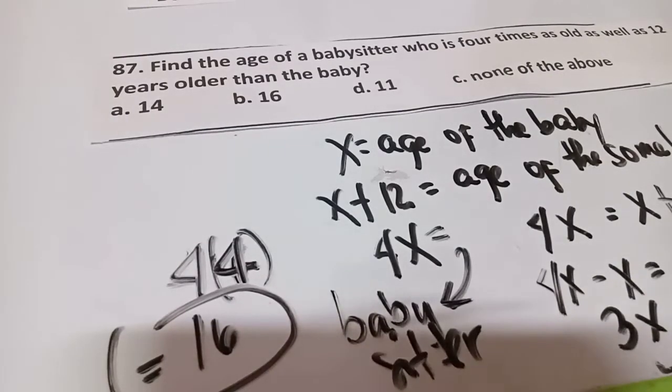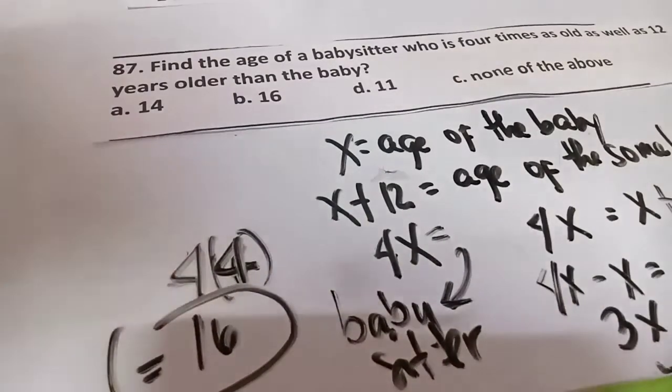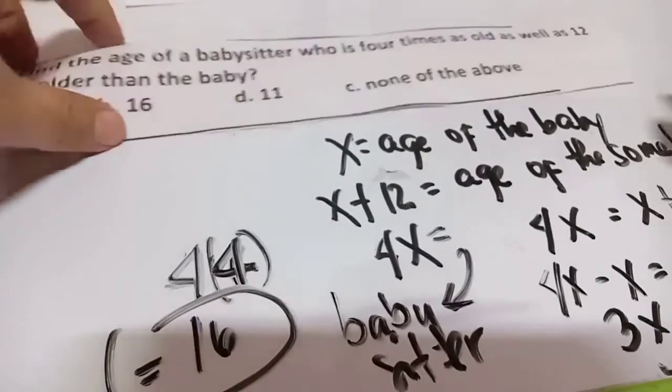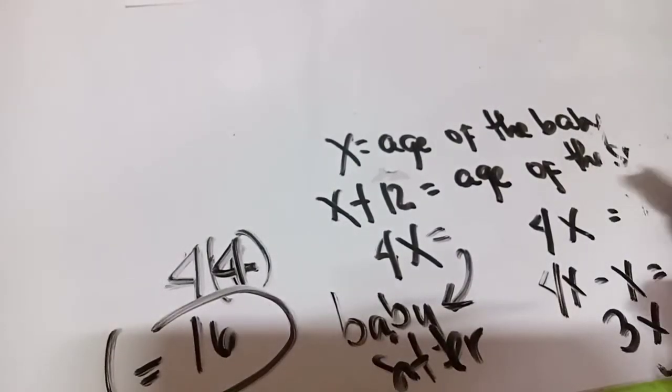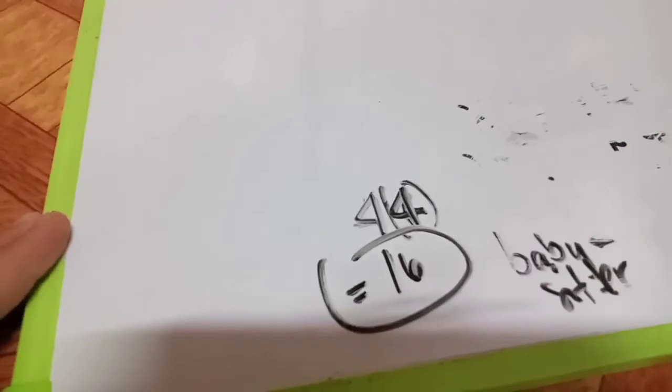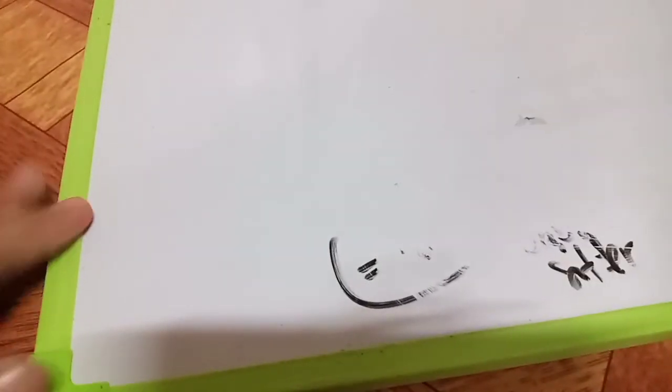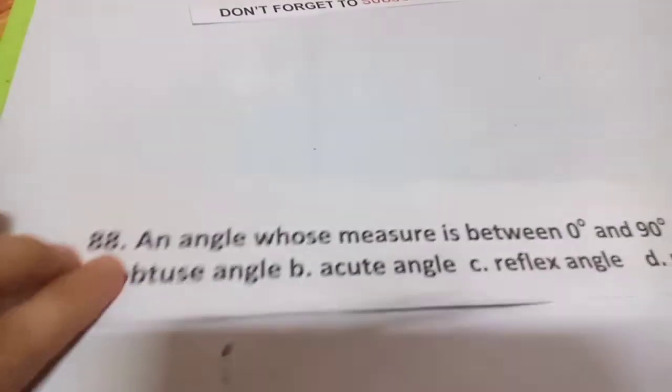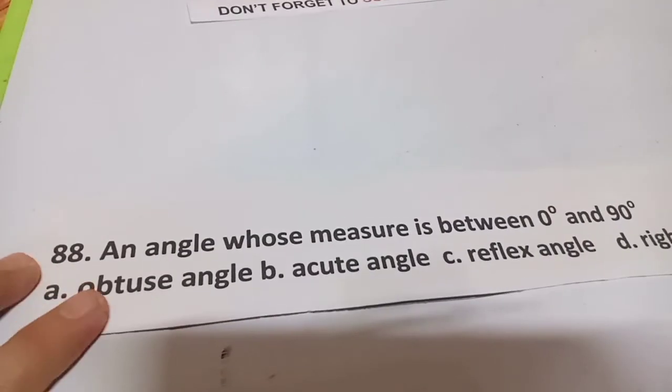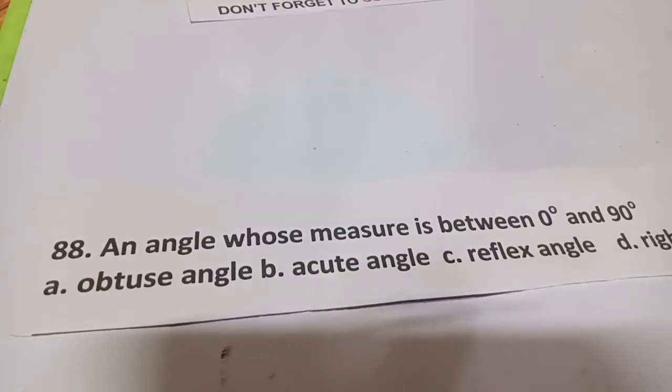Okay, let's have problem number 88. An angle whose measure is between 0 and 90. Wow, this is the easiest.